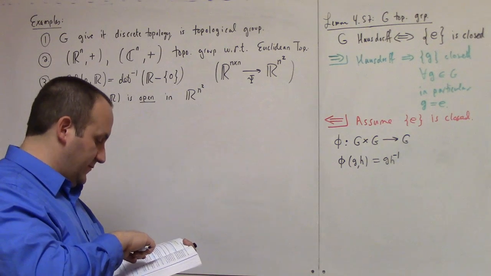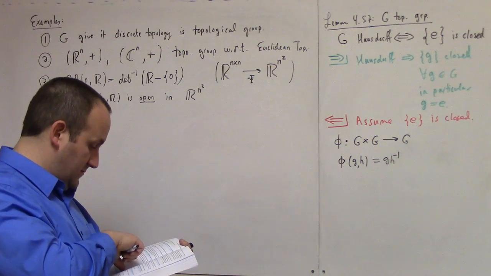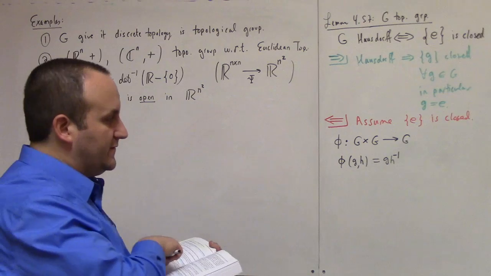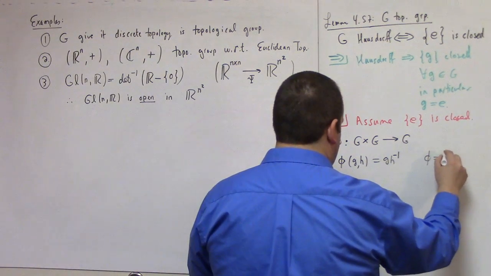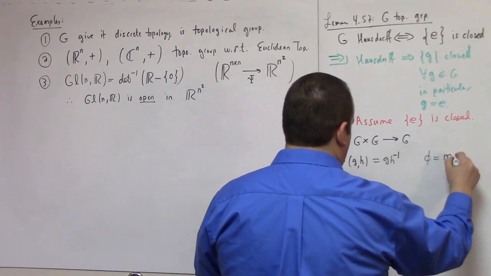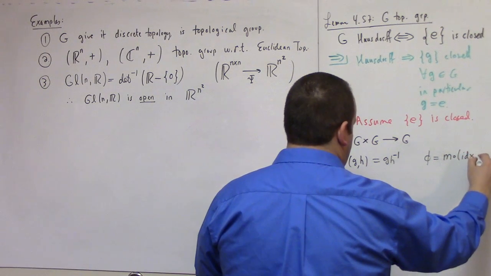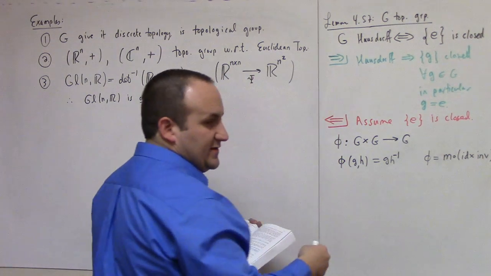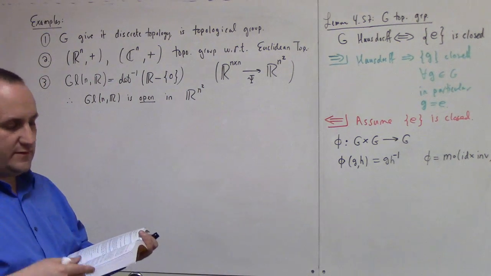All right, so what's next here? That's the composite of continuous maps, and is hence continuous. Here, phi is actually equal to M composed with the identity Cartesian product with the inverse map. The Cartesian product of continuous maps is continuous, and the composite of continuous maps is continuous, so phi is continuous.